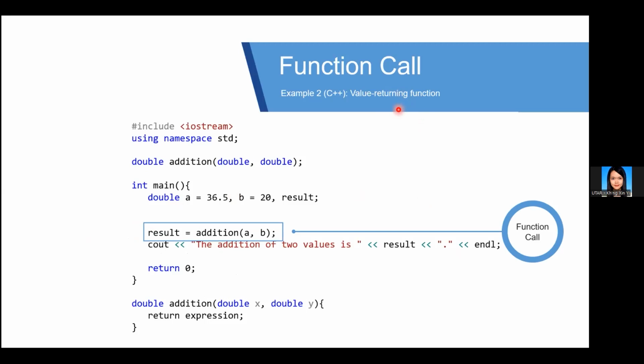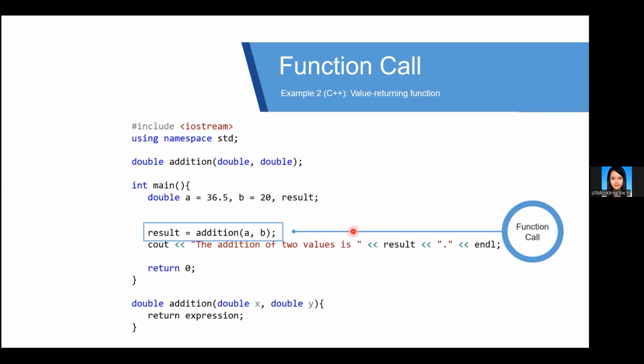Then after that, if we proceed to the second example here, we have the value returning function, which means that we are expecting that the function will return a value, a result, to the function caller. Okay, so again, look at the function declaration here. The double is the return type, which means that the function will return a value of double data type to the function caller. And then what is the function name? The addition here, right? And then if you look at the parameter list here, we have two doubles. It means we are going to pass down two double values to the function.